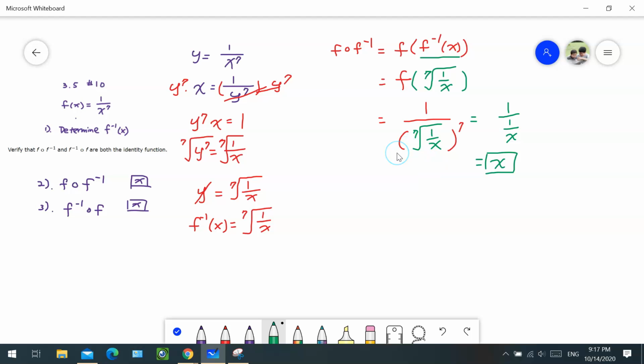In order to double make sure, in order to show two functions are inverse to each other, we have to do the other way around. So I'm going to do f inverse composed with f. Now same thing, we rewrite it into this form. So f inverse will stay outside, open parenthesis, f of x stays inside. Let me fill in the x here so that you will not get confused. Okay, and here has an x as well.